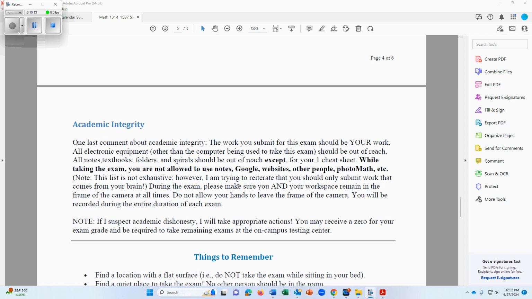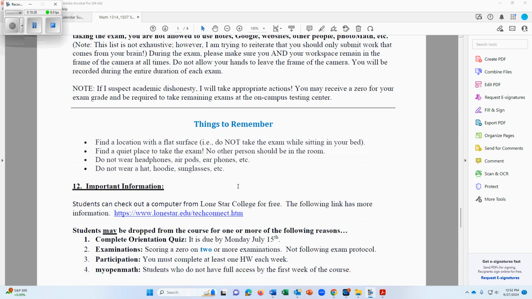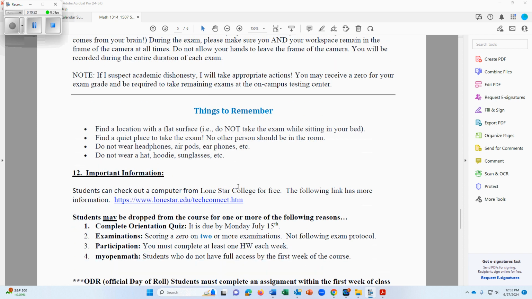This just once again is about academic integrity. I'll let you read through this on your own. Okay, things to remember. Once again, I'll let you kind of read through this on your own.